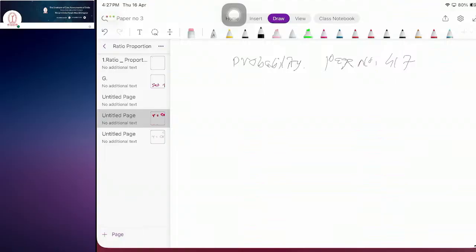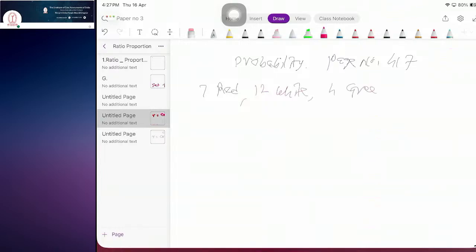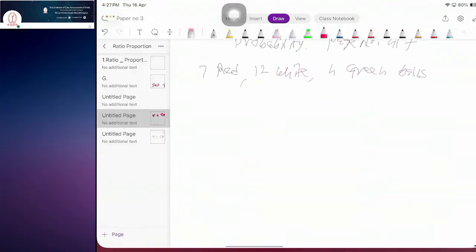A bag contains 7 red balls, 12 white balls, and 4 green balls. What is the probability that 3 balls are drawn, all are white? Total number of balls are 7 plus 12 plus 4, that is 23. Total number of balls are 23. What is the question?